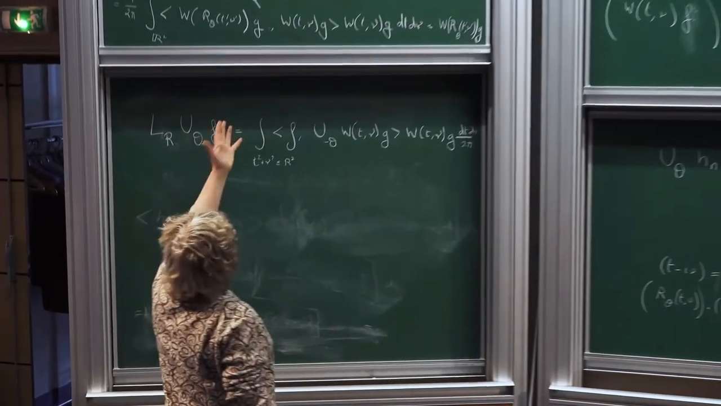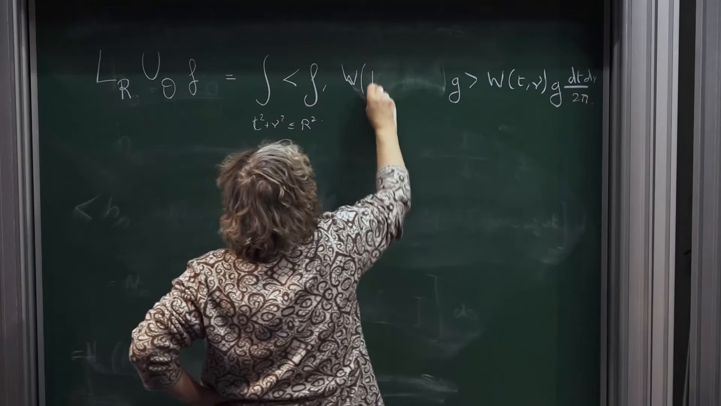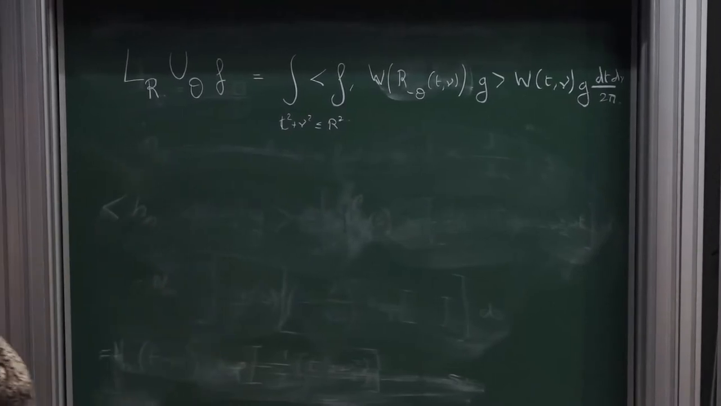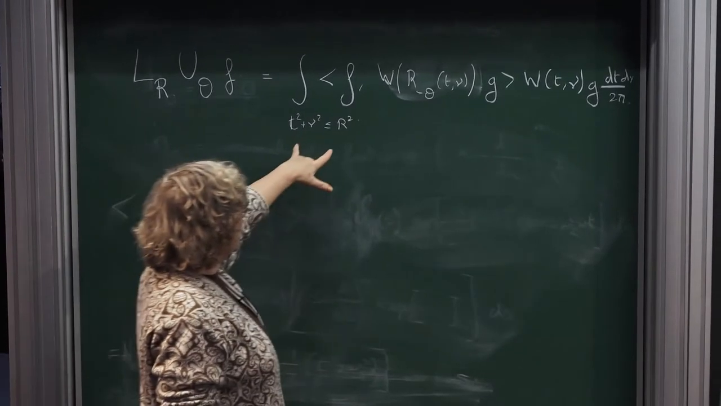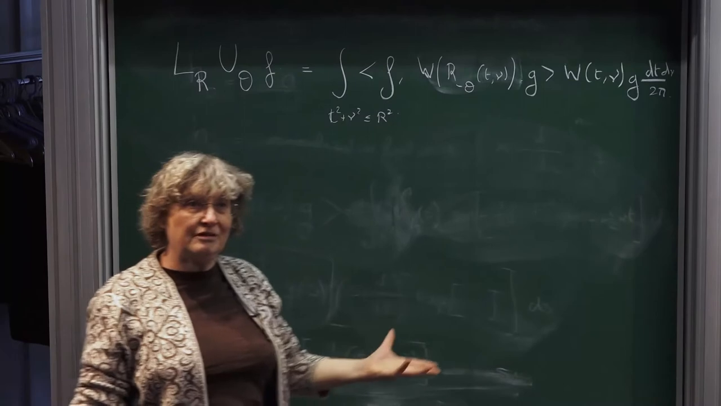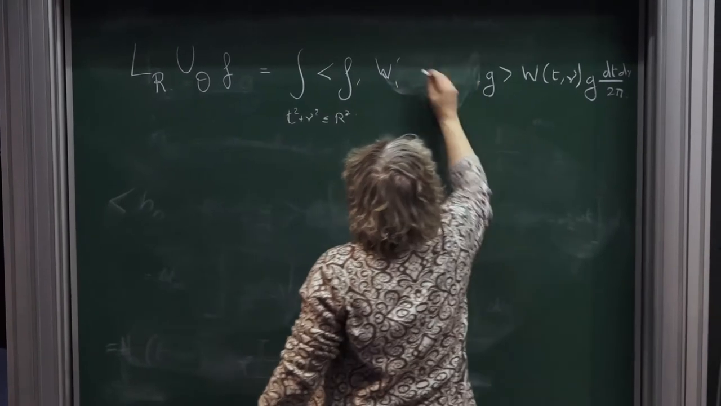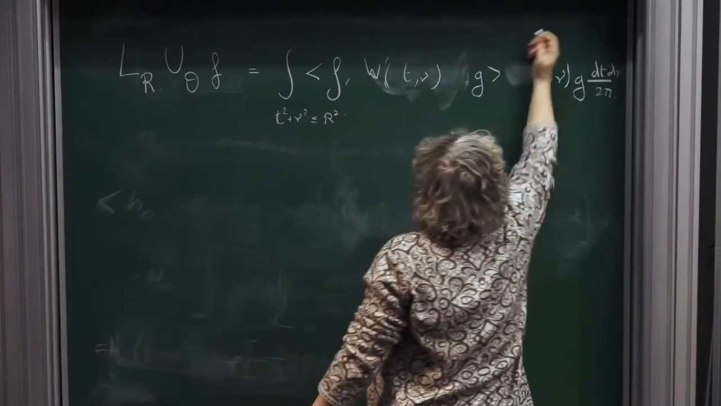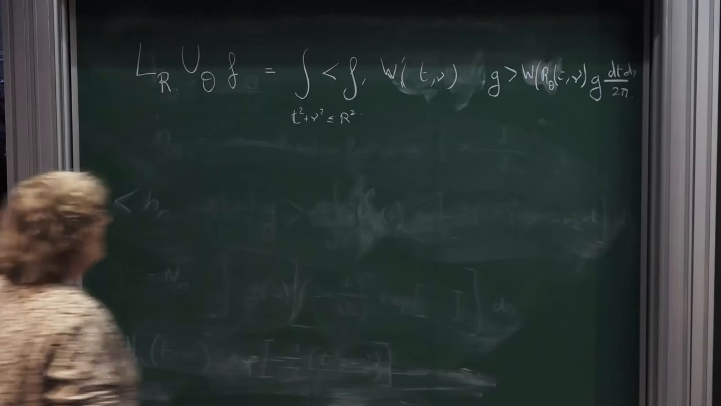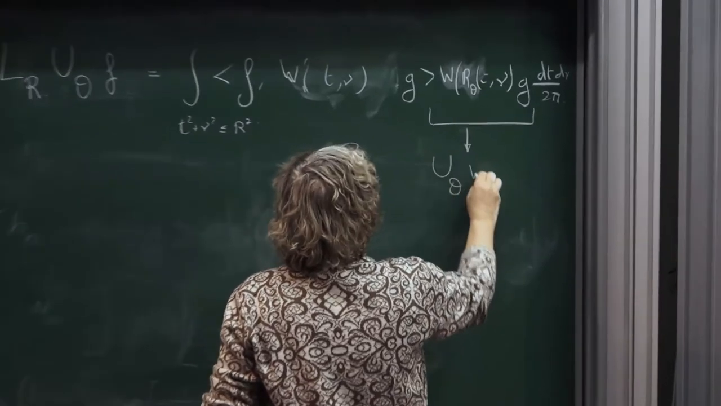But we know what U theta gives on a W. This is just W of R minus theta on t nu. We let it act on the label. And then I use the fact that this disk in time frequency space is invariant under rotation to make a change of variable. So this becomes my integration variable. And then I have to write here an R theta t nu g. But that is exactly, because of my computations, U theta acting on these.